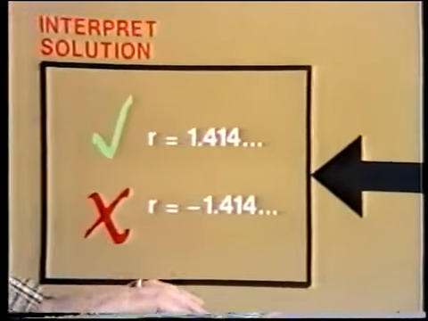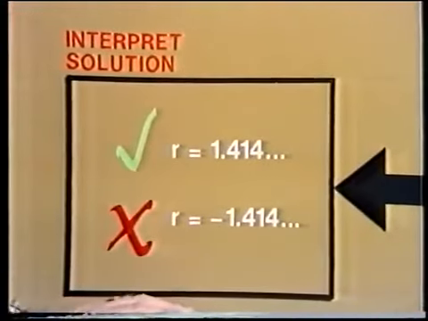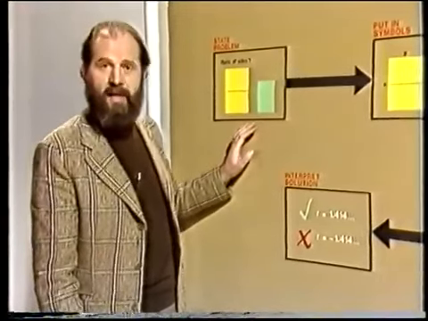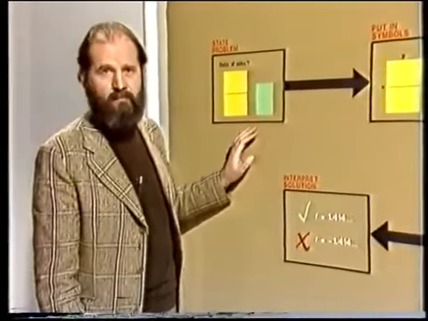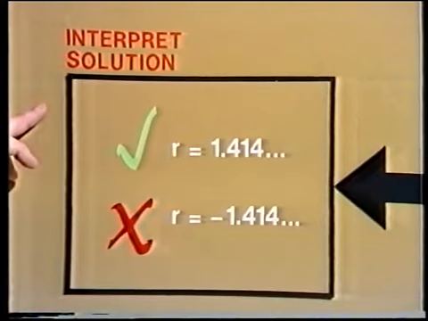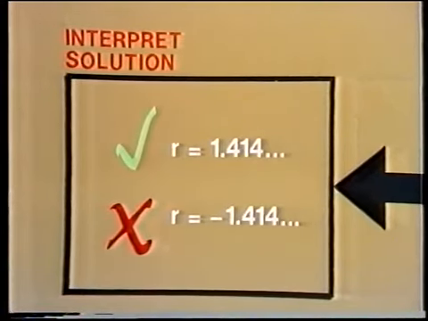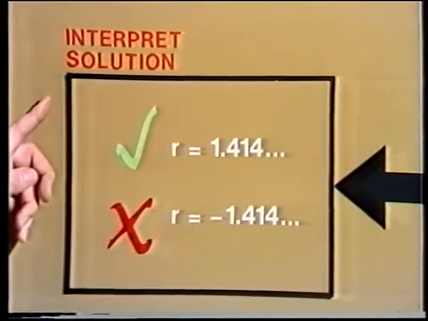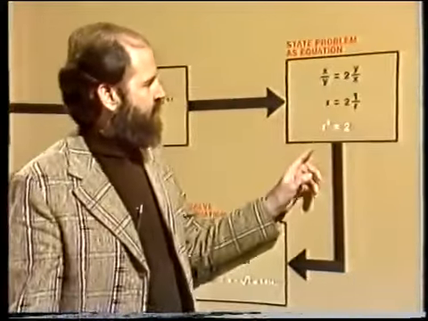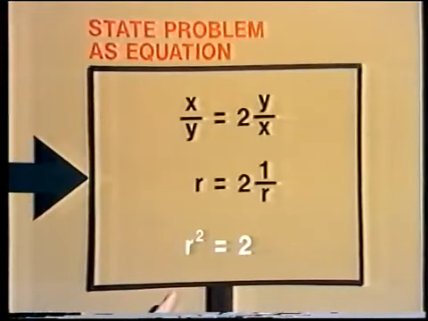Okay, then came the final important step, where we interpret the solutions to the equation in terms of the original problem. Now, the answer must be a ratio of lengths, and that's always positive. So the negative number is not a sensible solution to the original problem. However, the positive one is sensible. And in fact, if you measure up a piece of A-size paper, you'll find that the sides are in just this ratio.